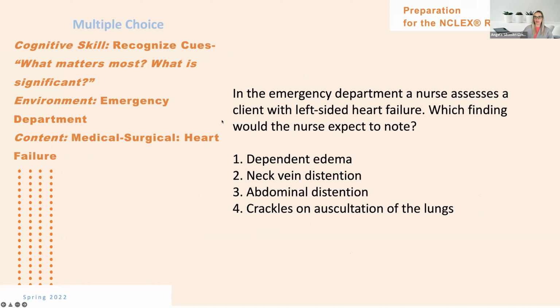In the emergency department, a nurse assesses a client with left-sided heart failure. Which finding would the nurse expect to note? Would it be dependent edema, neck vein distension, abdominal distension, or crackles on auscultation of the lungs?